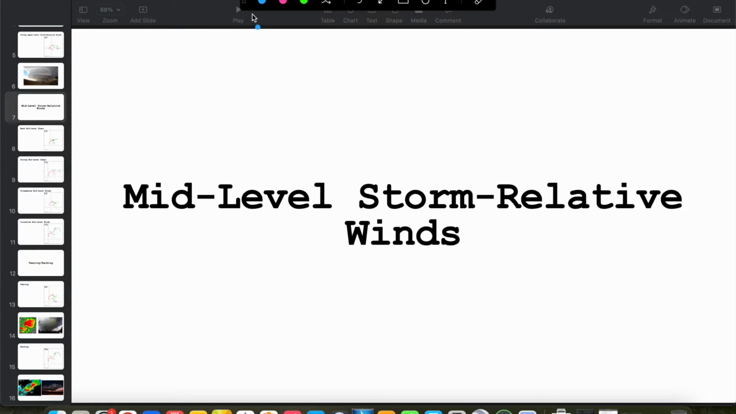So now we're going to talk about the mid-levels of the atmosphere, mid-level storm relative winds, and what role they play in supercell characteristics and what they look like on the hodograph. When we talk about the mid-levels, we're going to come down a little bit from that 6 to 12 kilometer layer we just talked about, and we're going to look at the 1 to 6 kilometer layer above ground level. For this portion, we're going to ignore the lowest levels of the atmosphere and look at that middle portion of the atmosphere.